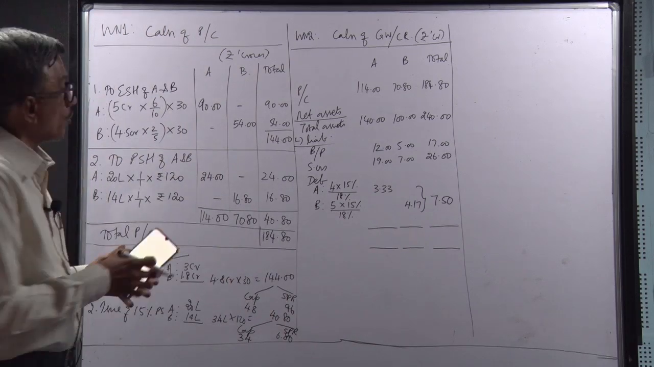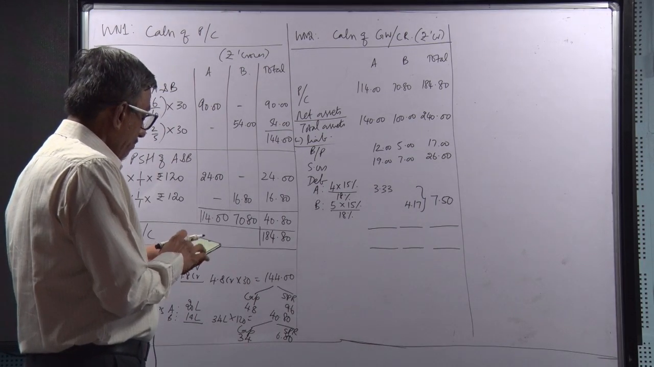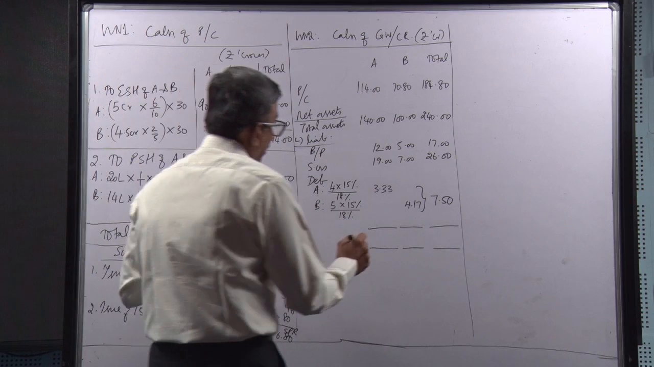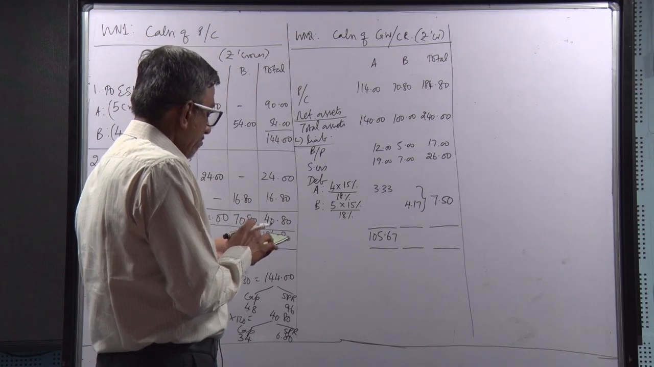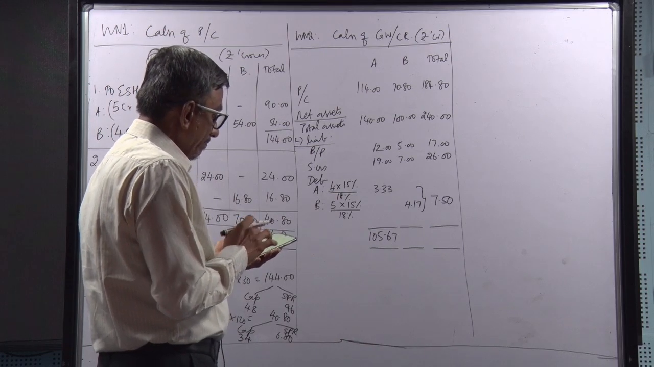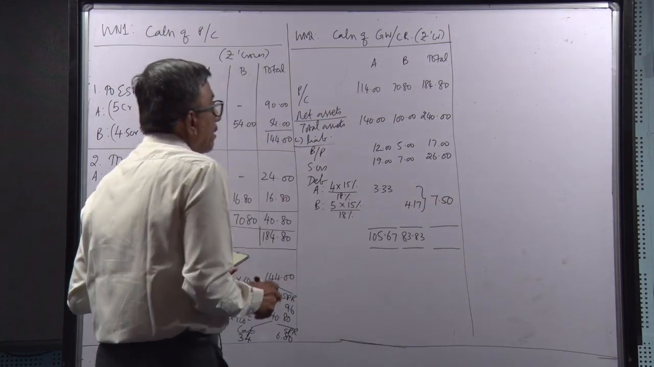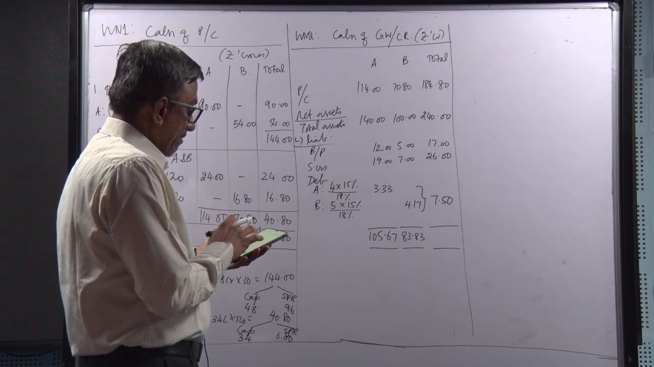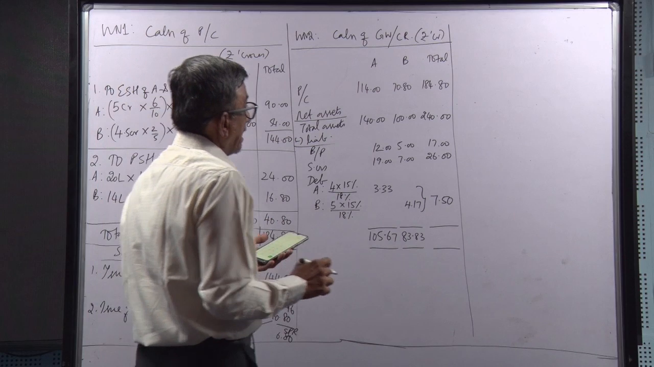So what is the net asset of A Limited? 140 minus 12 minus 19 minus 3.33 is 105.67. That is for A. For B, 100 minus 5 minus 7 minus 4.17, 83.83. And total, 240 minus 17 minus 26 minus 7.5, 189.5.